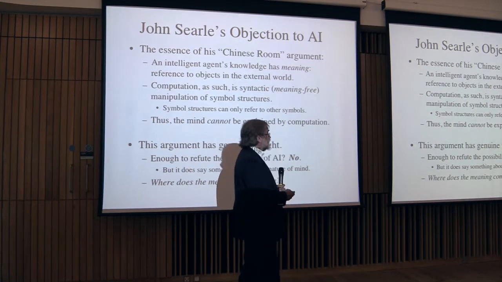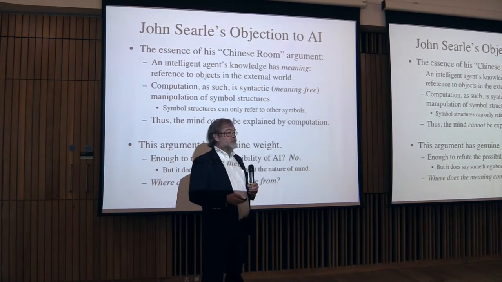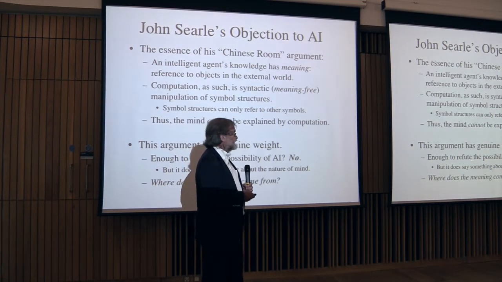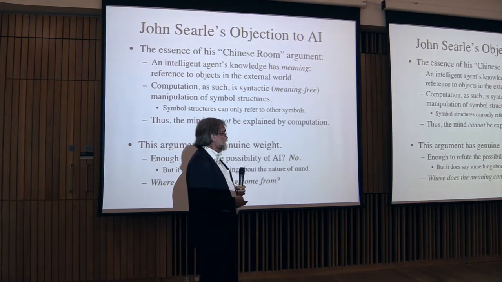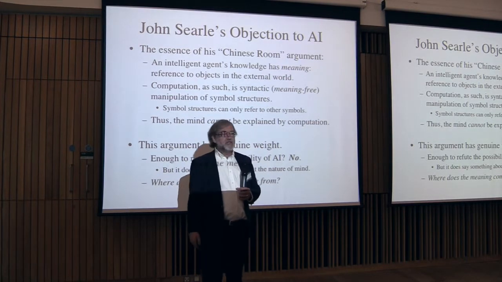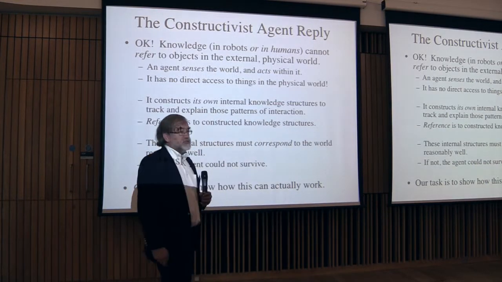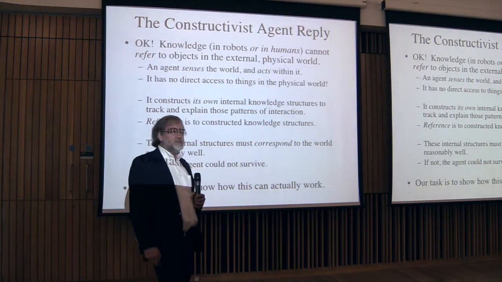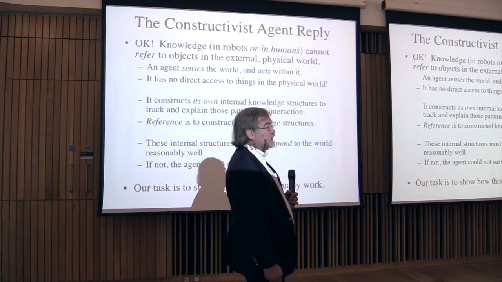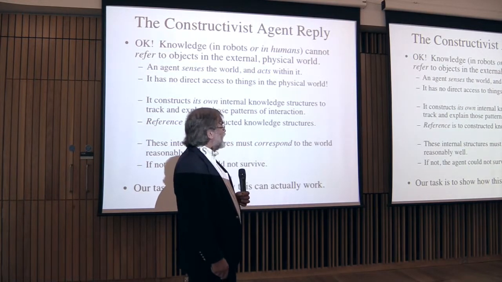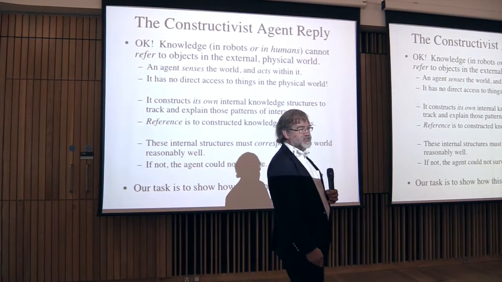Now, I think that actually this argument has a certain amount of genuine weight. He claims that it refutes the possibility of AI, and I think he's just wrong. But I think it tells us something, and it directs our attention at an interesting question. And so there's been a bunch of replies, and I want to state what I will call the constructivist agent reply, which says, okay, fine, you are right, John. Of course, John doesn't pay any attention to this.